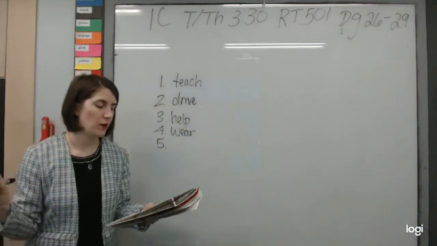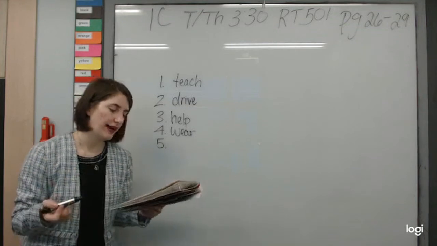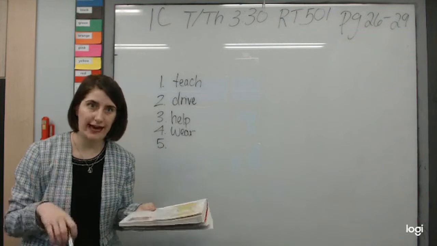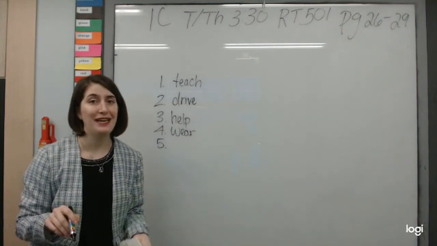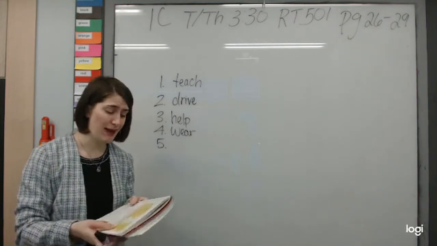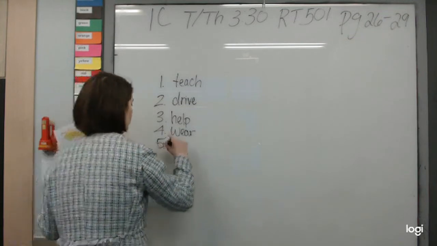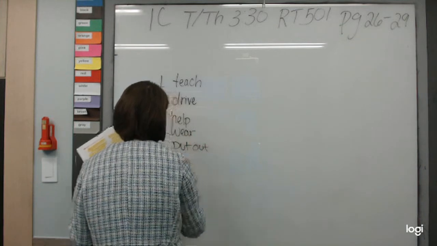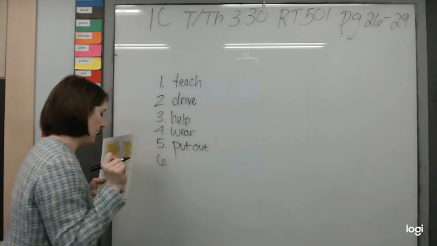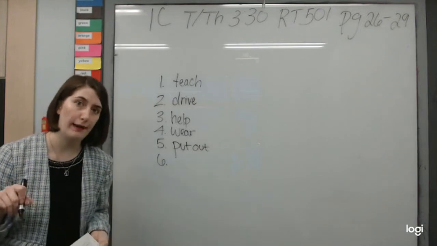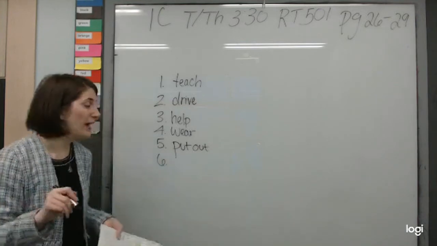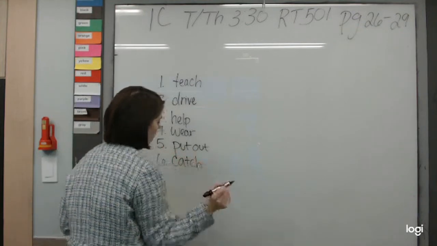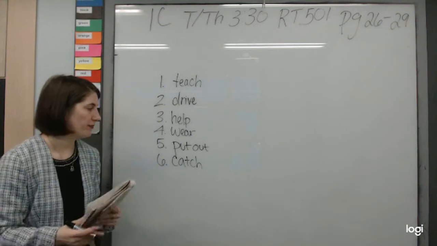Number 5, we blank fires. Okay, do we put out fires or do we catch fires? Well, if we tried to catch a fire, that might hurt. So put out. We put out fires. And number 6, we blank robbers. Well, the last word we have is catch. So we catch robbers. All right.